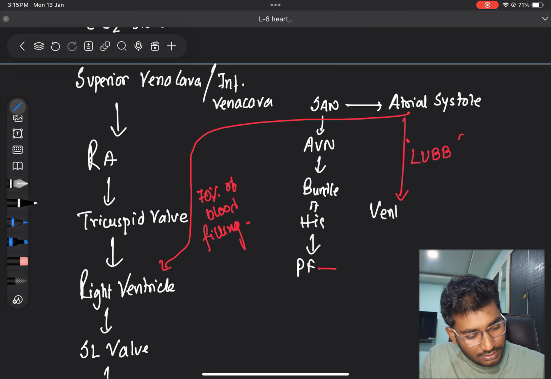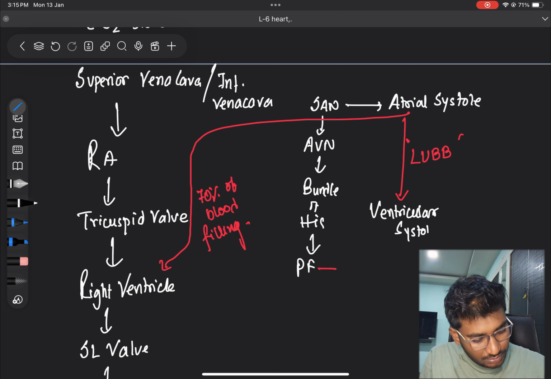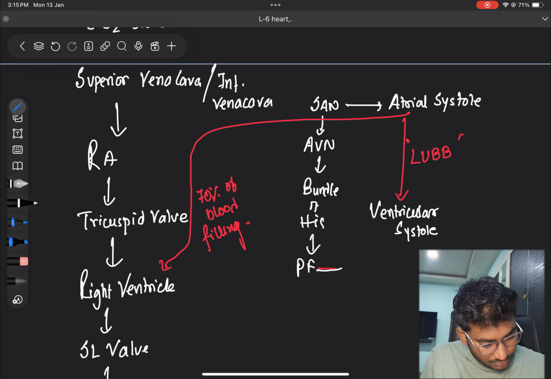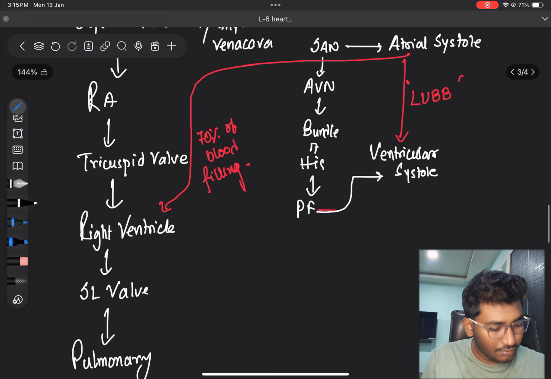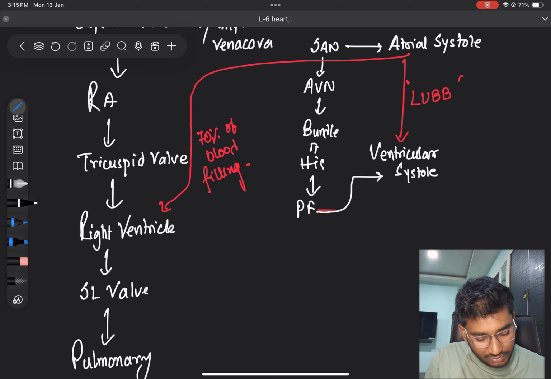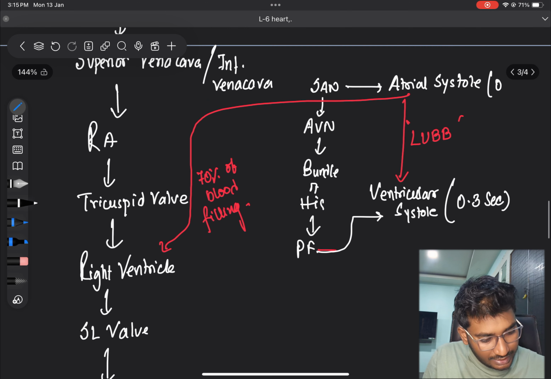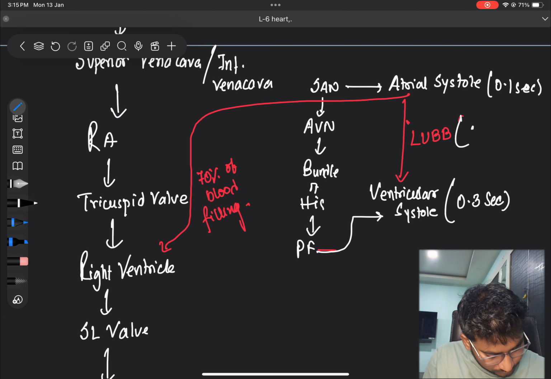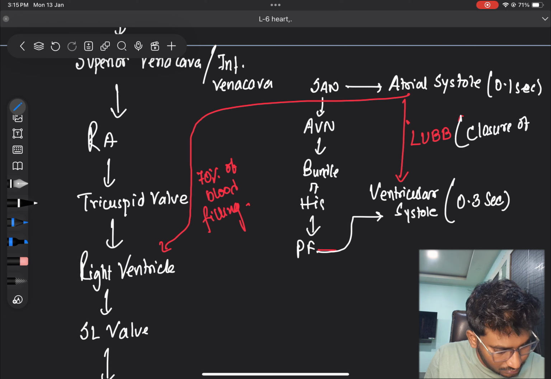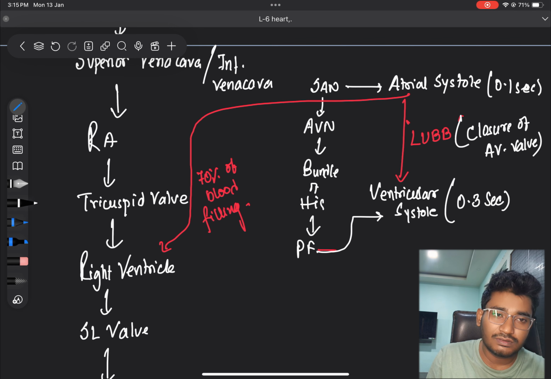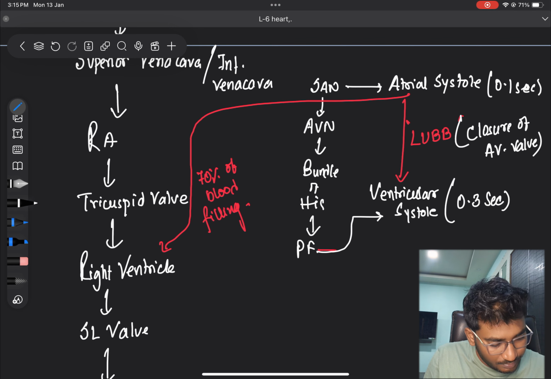It generates the ventricular systole. So when the ventricular systole is generated by the Purkinje fiber, it is for 0.3 second only. And atrial systole, write it 0.1 second. Okay. Now write it: closure of AV valve, that is bicuspid and tricuspid valve. Okay. So ventricular systole 0.3 second.